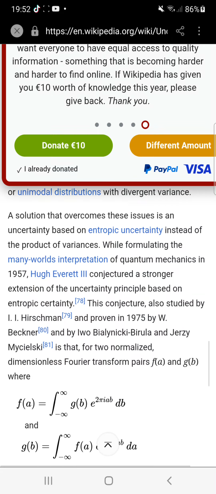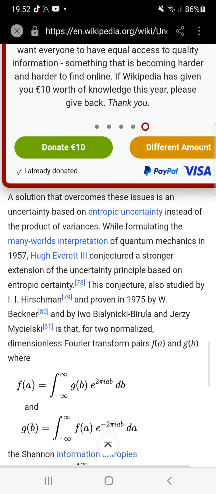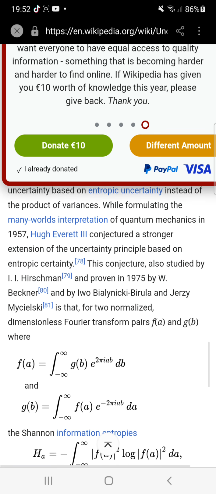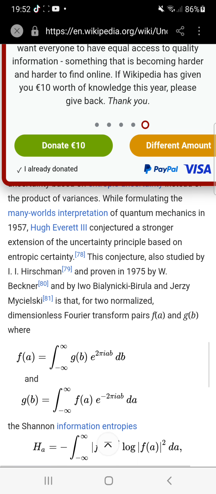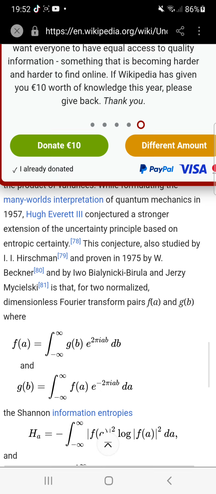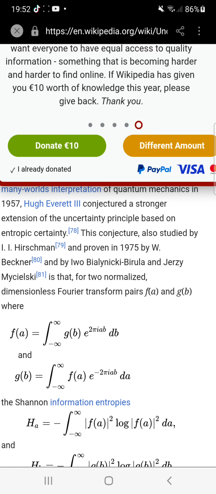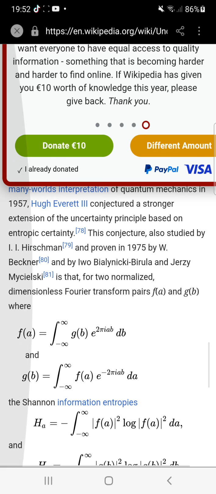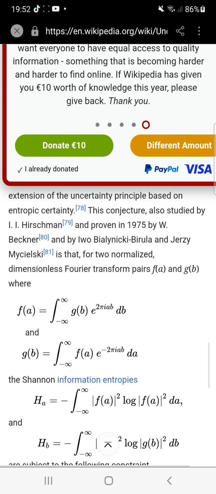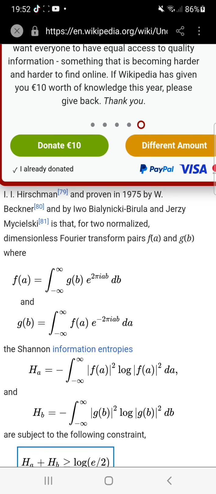A solution that overcomes these issues is an uncertainty based on entropic uncertainty instead of a product of variances. Formulated in the many-worlds interpretation of quantum mechanics in 1957, Hugh Everett conjectured a stronger extension of the uncertainty principle based on entropic certainty. This conjecture, also studied by Hirschman, was proven in 1965 by W.